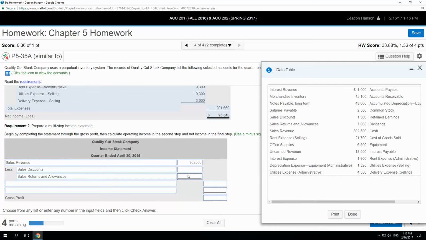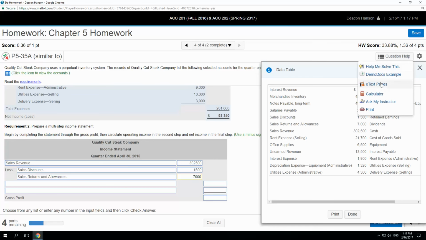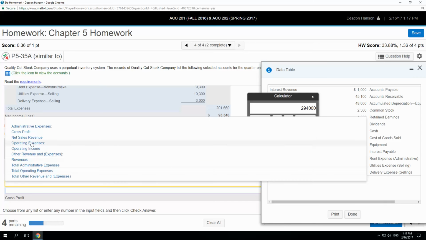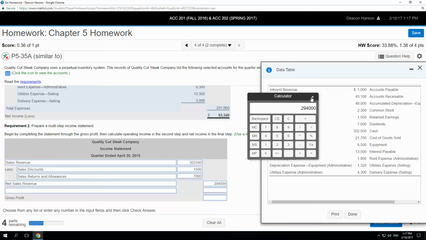It's saying less here, so I'm not going to show them as negative because the less is telling you to subtract them. So I got sales discounts of 1,500, and I got sales returns and allowances of 7,000. Okay. So what we have to do is subtract them, and we're going to end up with the same net sales figure as we did up top, right? So 302,500 minus 1,500 minus 7,000. So 294,000 is going to be what we call our net sales revenue. You see how that works? So we're showing it on the face of the income statement. We're showing all of the steps that go into figuring this net income out.